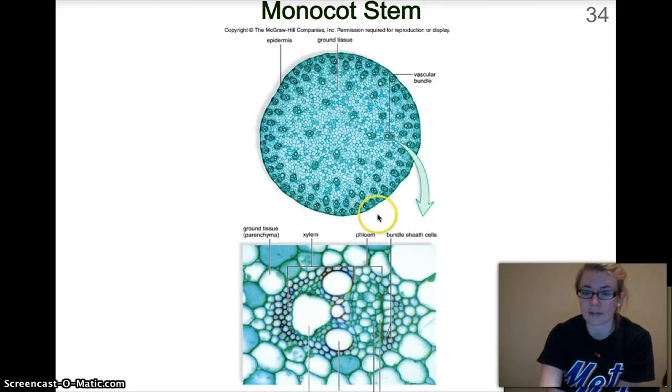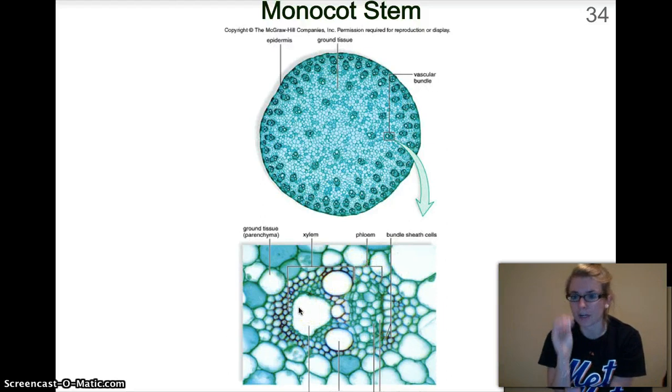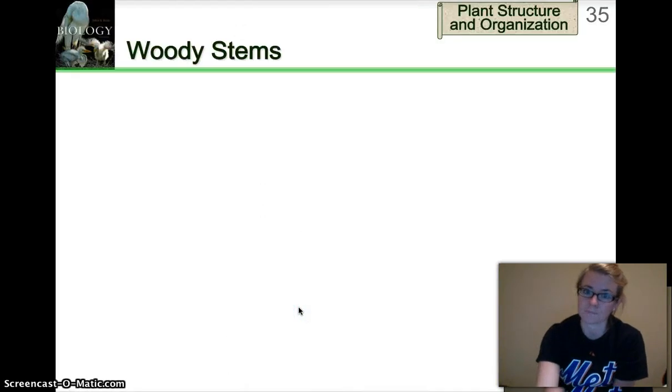This is what a monocot stem looks like. Again, it's different. They're not arranged in a ring. They're scattered throughout the entire thing, but they're still associated together. Here's one vascular bundle. You can see the phloem is right here and the xylem is right here. So they're still associated, but they're not arranged in a ring like in the dicot stem.